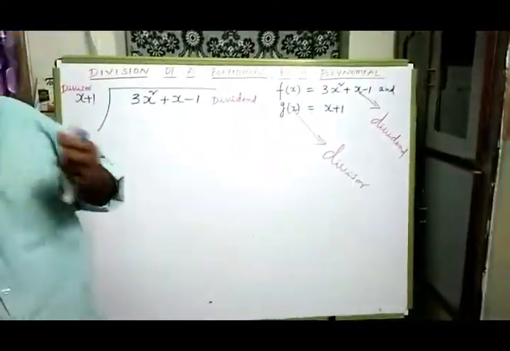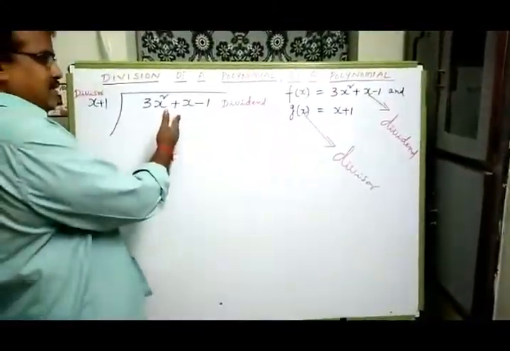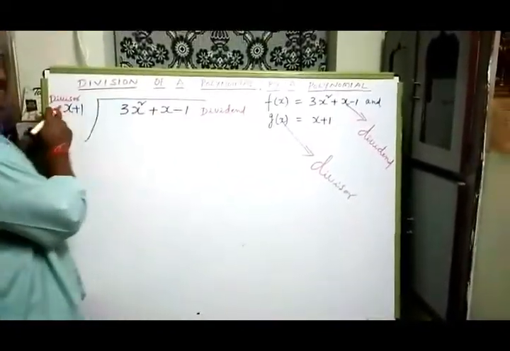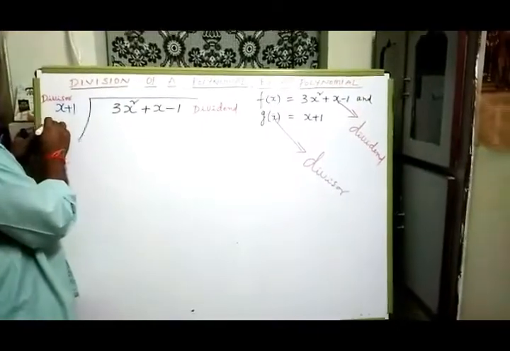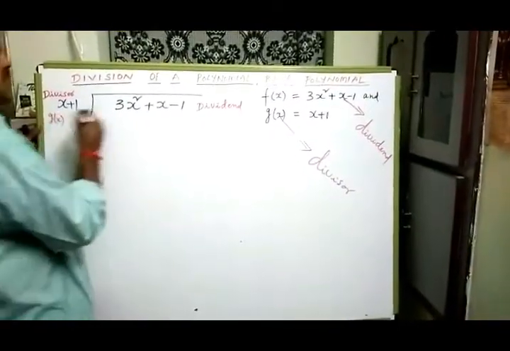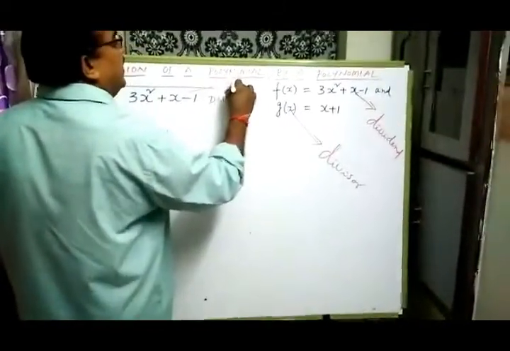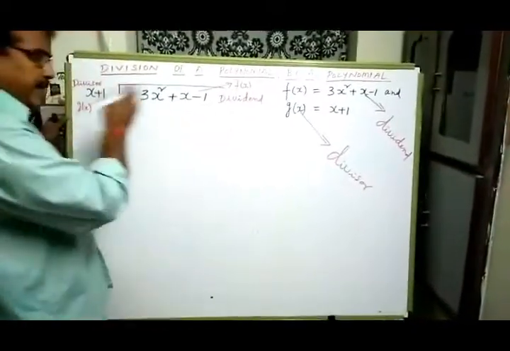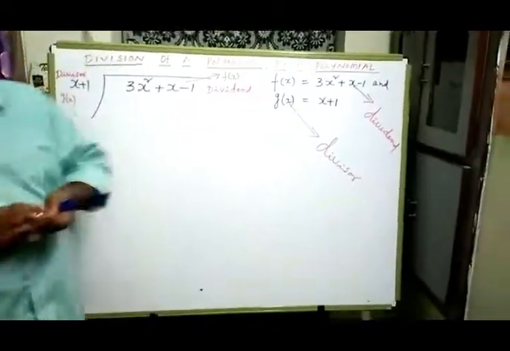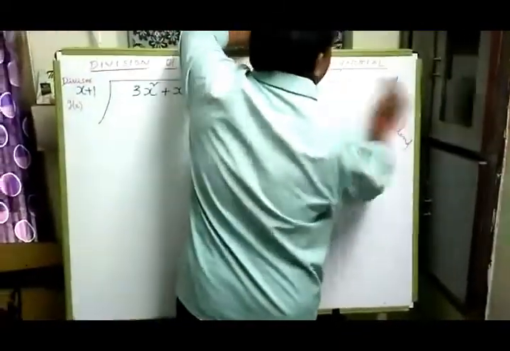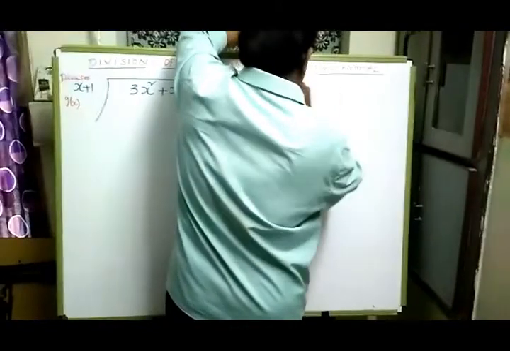This is f of x, the dividend. This is the divisor g of x. This is f of x divided by g of x. Now, I already explained, but once again we'll discuss.